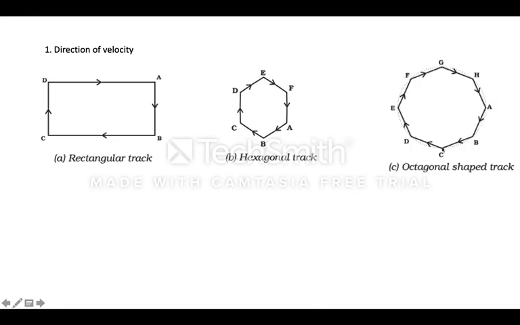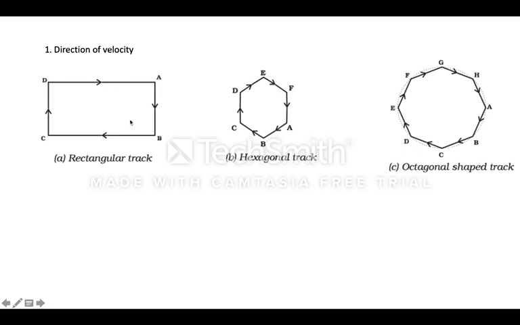So here, the object might be moving at a uniform speed, but the direction of the motion is changing 4 times. If the object is moving in a hexagonal track, hexagonal meaning a 6-sided figure, here the object has to change its direction 6 times. In an octagonal track, the octagon is a closed figure having 8 sides, so the object has to change its direction 8 times.